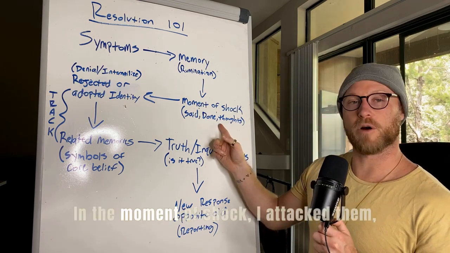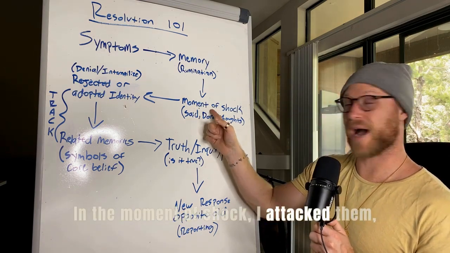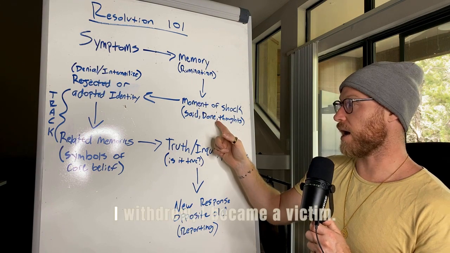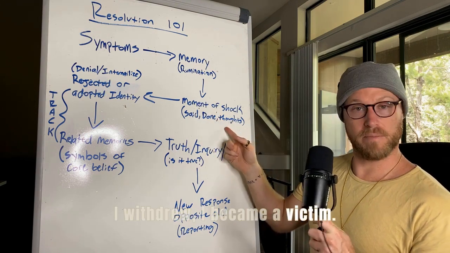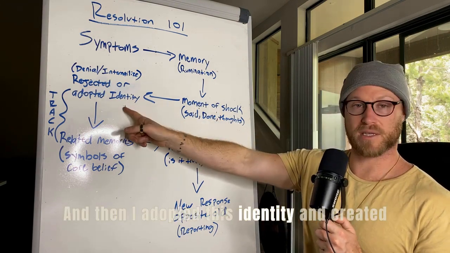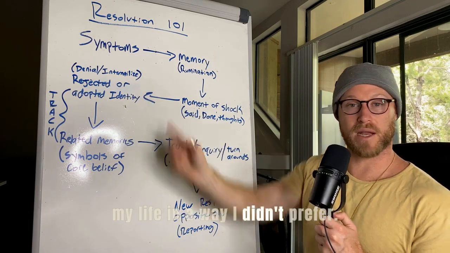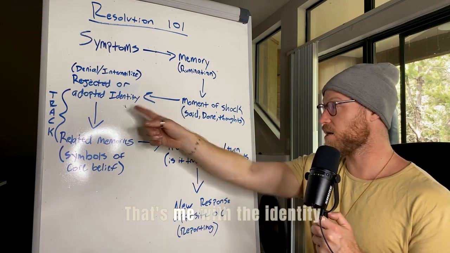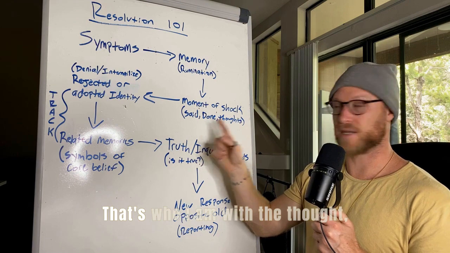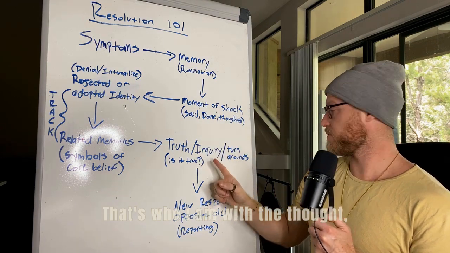Let's see here. In the moment of shock, I attacked them. I withdrew. I became a victim. And then I adopted this identity and created my life in a way I didn't prefer. That's me with the identity. That's who I am with the thought. Who would I be without it?